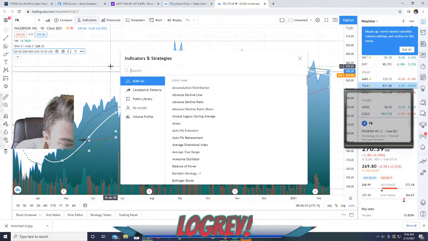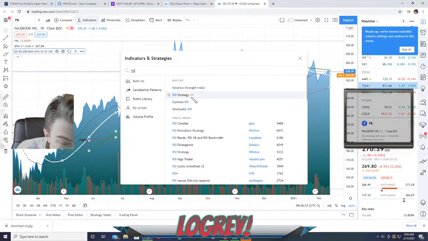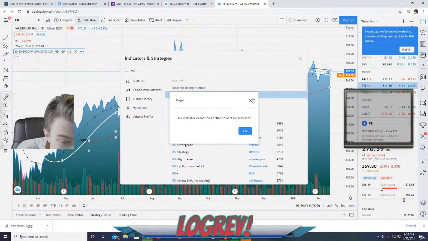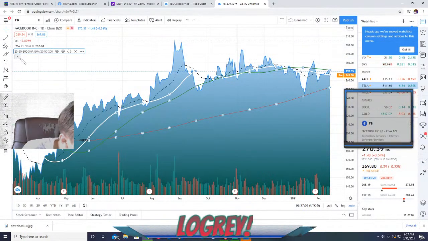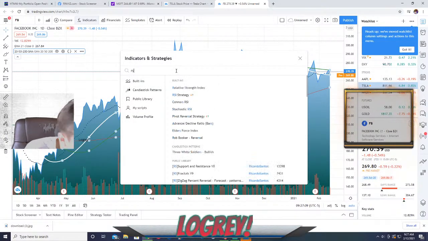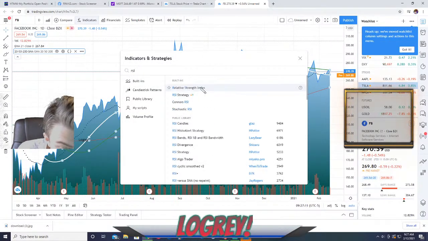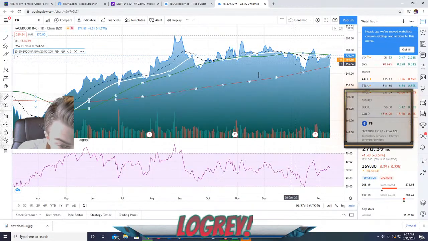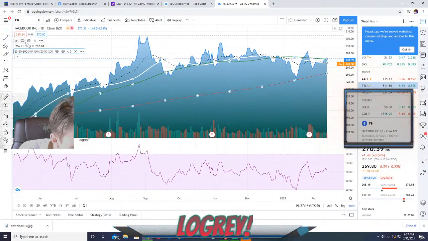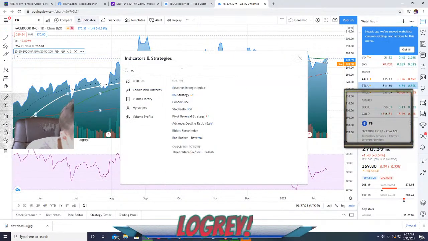Anyways, the RSI indicator is usually, wait, can I? Let's see if we can add one here. RSI. And, okay. Now where is this? RSI.